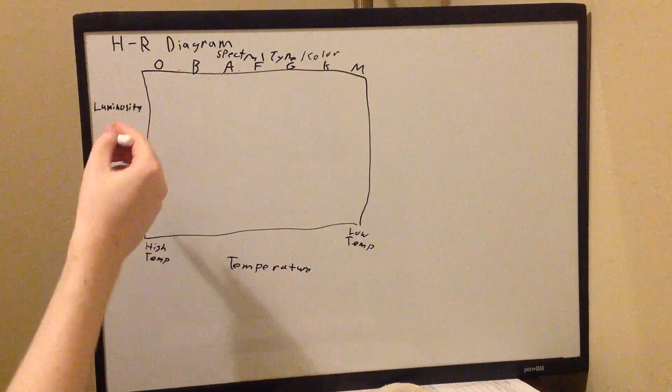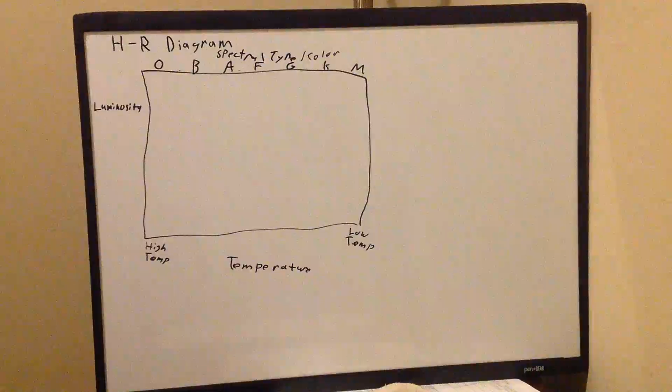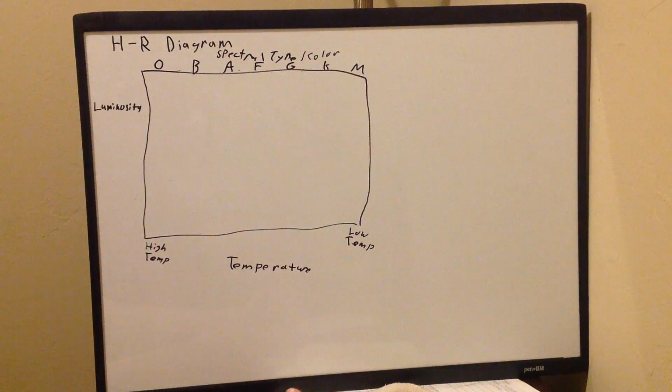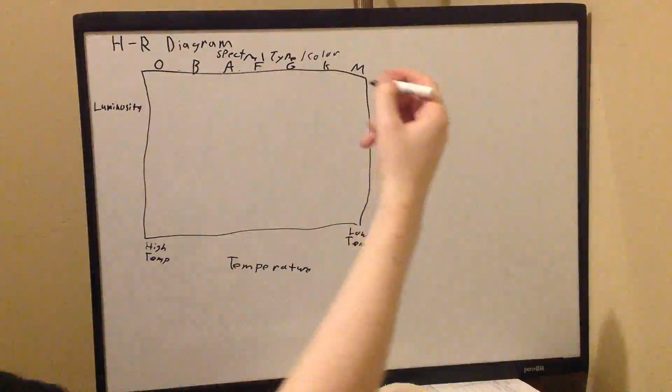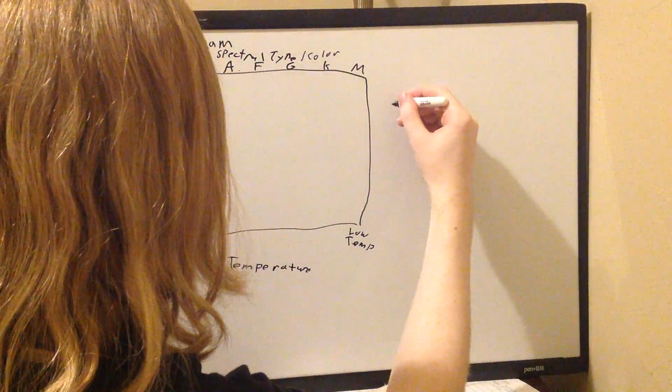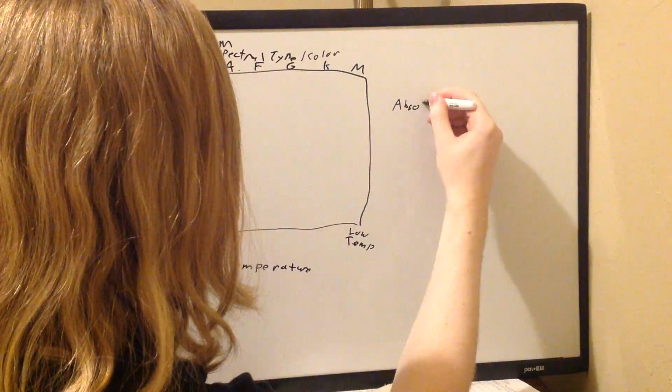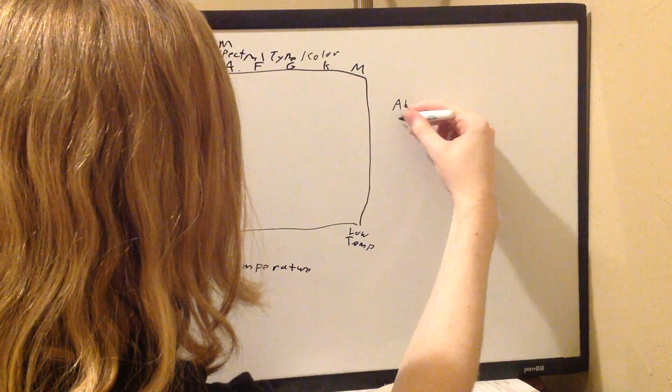You can do a similar thing with the y-axis. One way to do it is luminosity, a description of the amount of light that the star gives off. But you can also use the equivalent measurement of absolute magnitude.